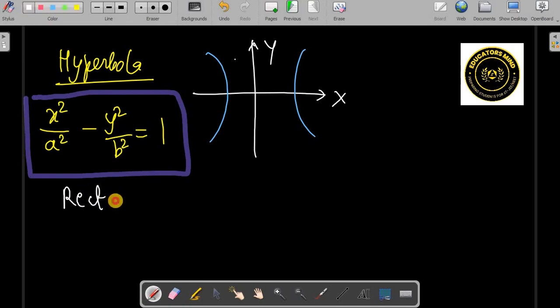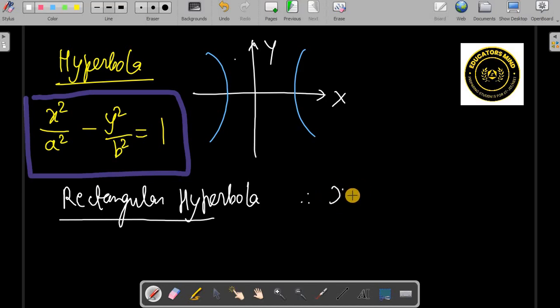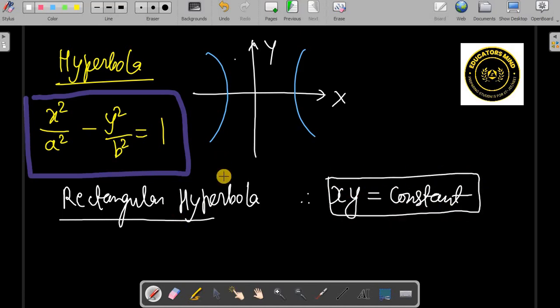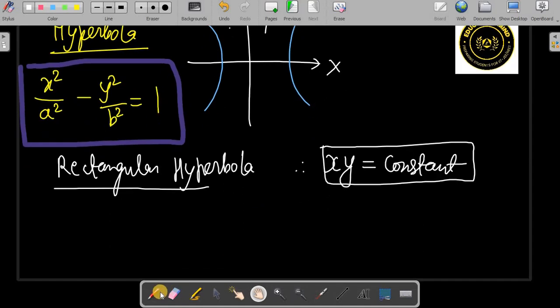Rectangular hyperbola: the equation is x into y is equal to constant. This type of equation is called a rectangular hyperbola, and it will look like this in a graph, because in physics, in Boyle's law and other places, you will see its application.